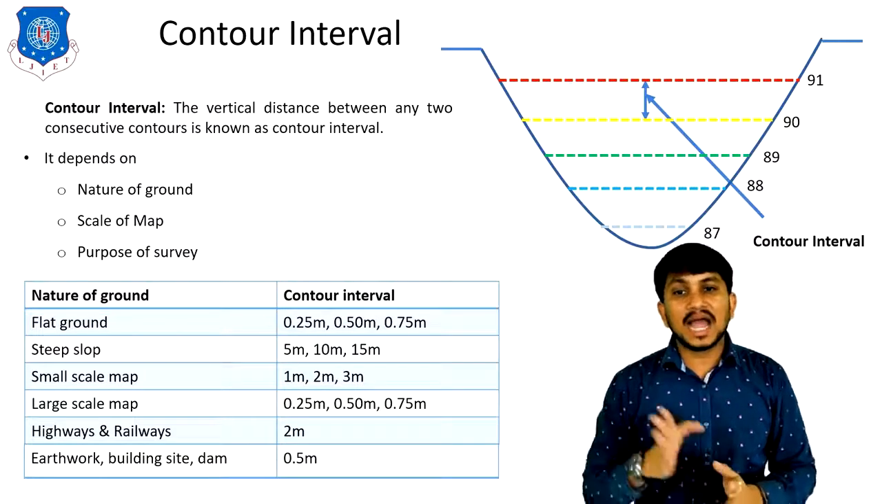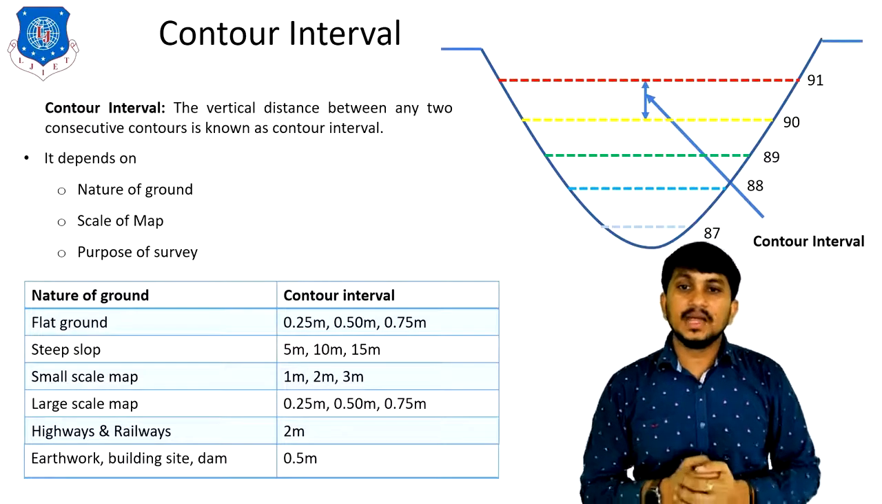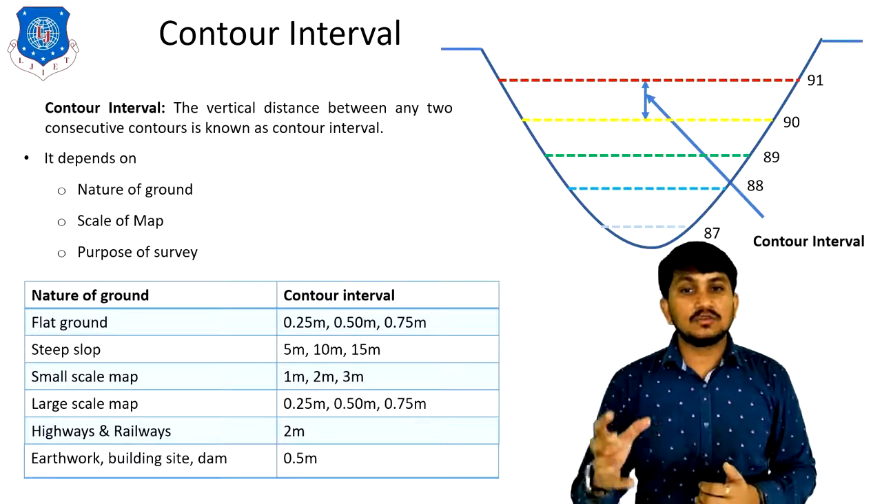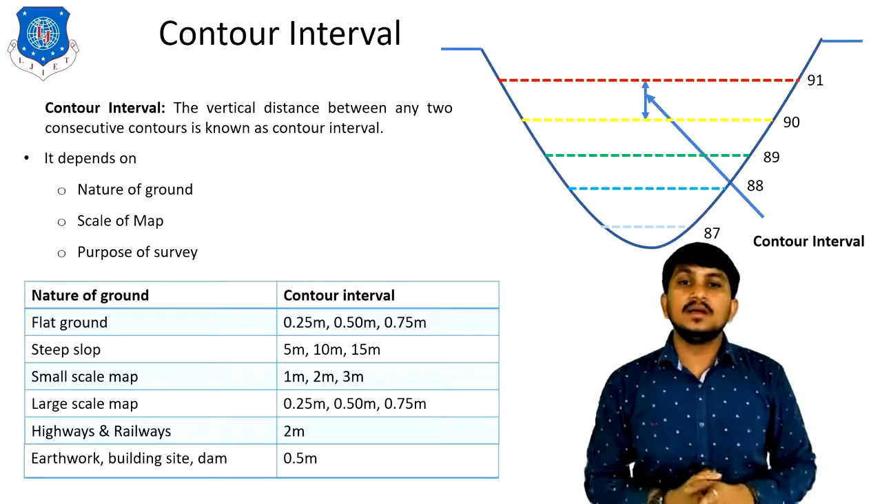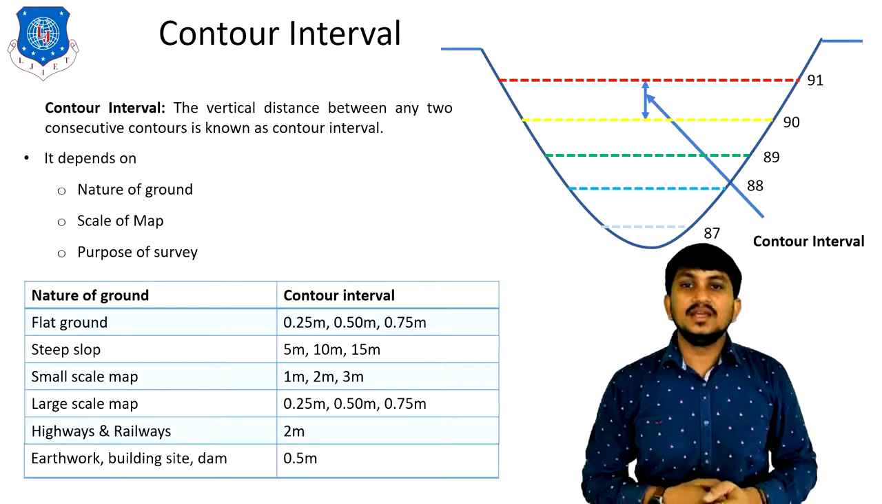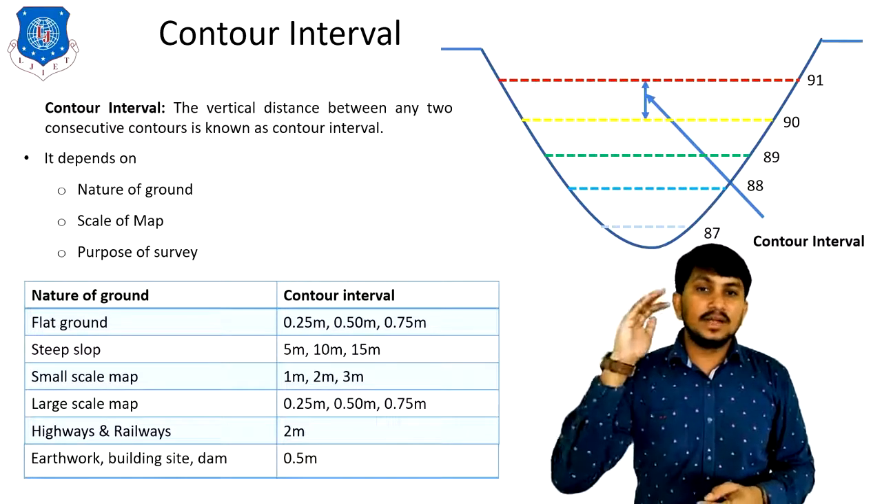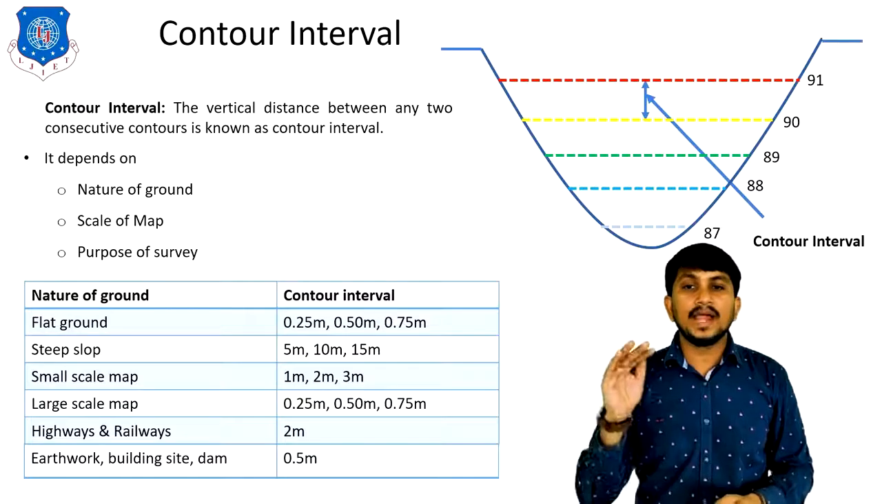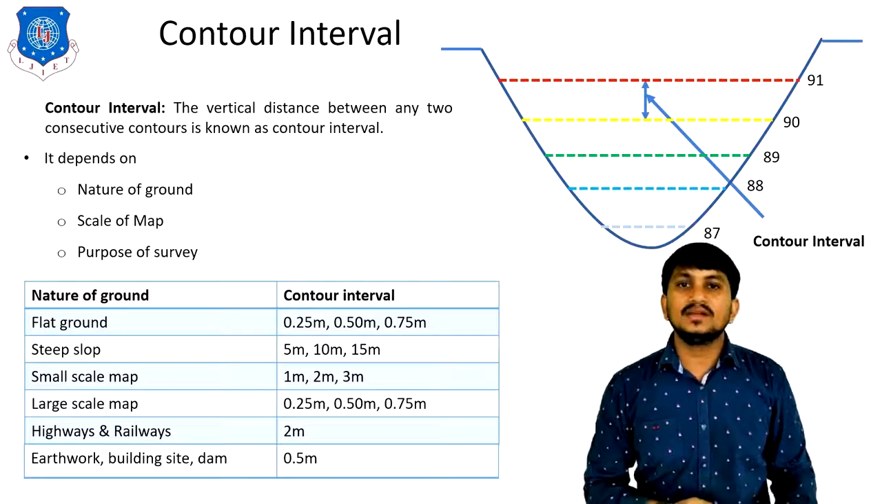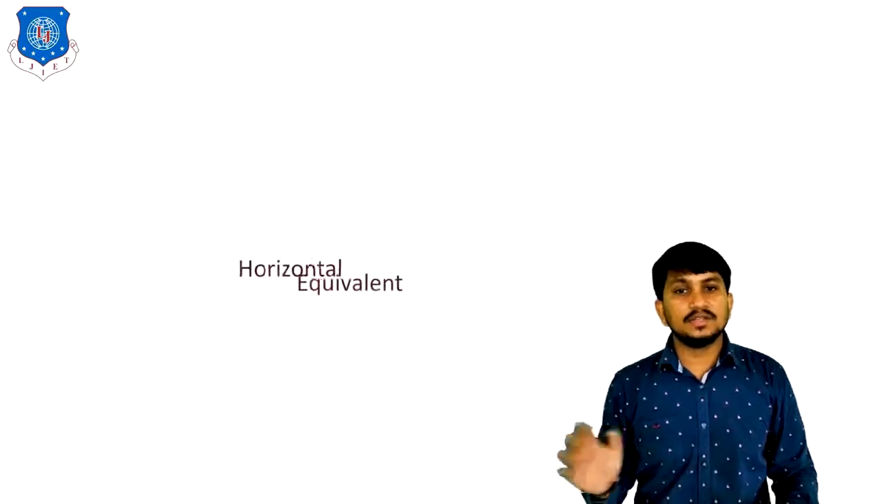For purposes like highways and railways, the contour interval should be selected as 2 meter. And for purposes like earthwork, building site, or dam, the contour interval is selected as 0.5 meter. So it basically depends on these three factors: nature of the ground, scale of the map, and purpose of the survey. The next term is horizontal equivalent.